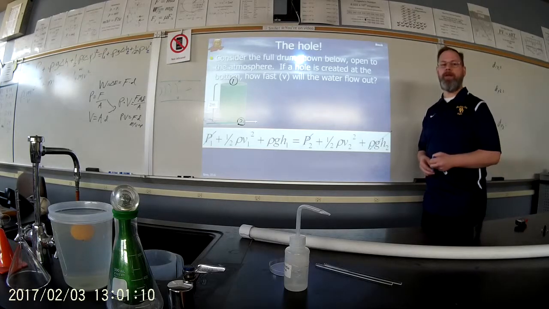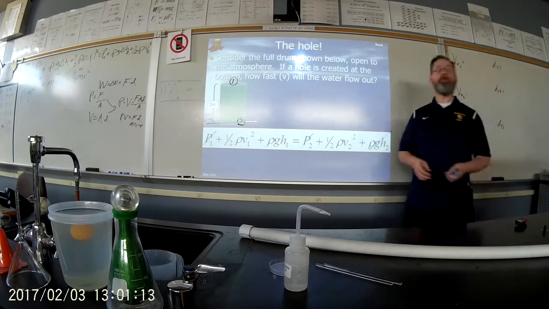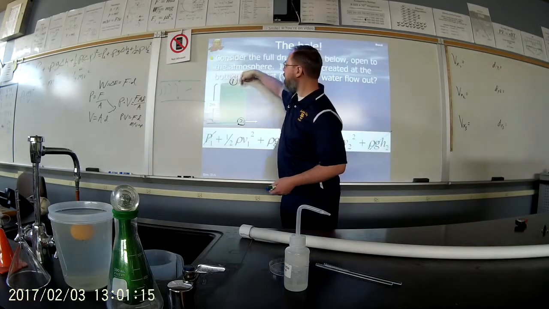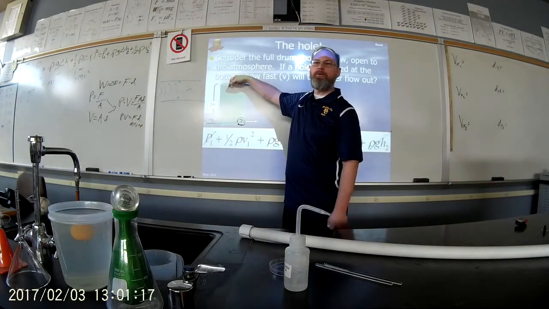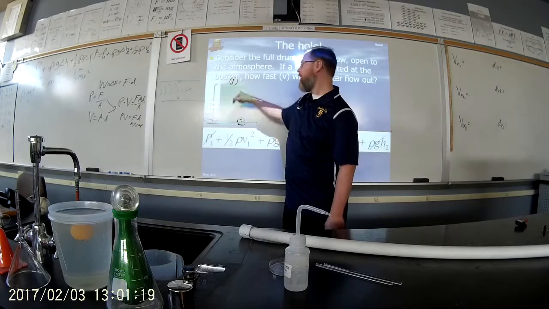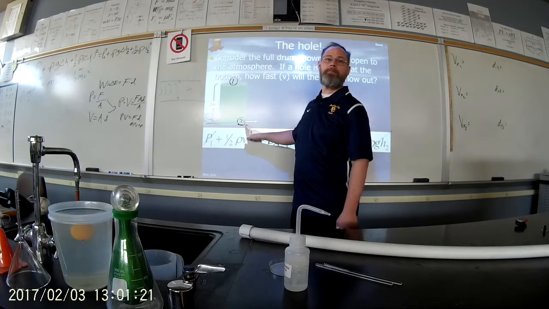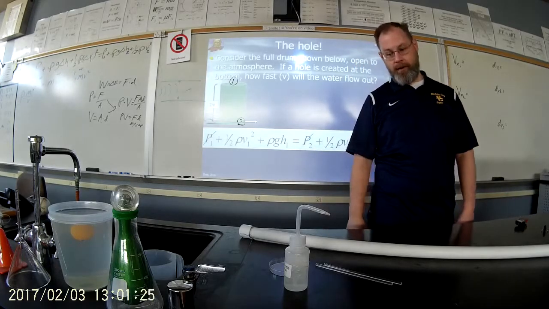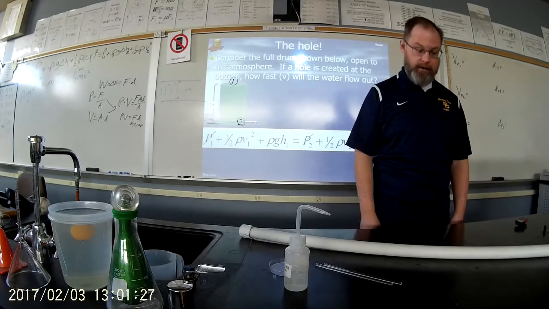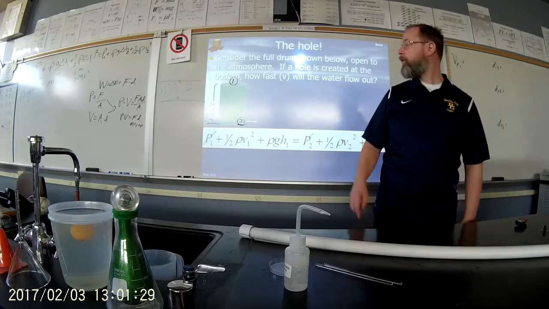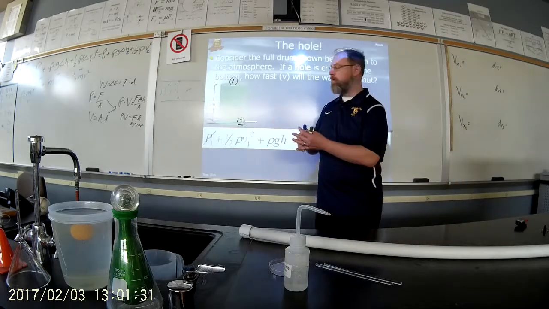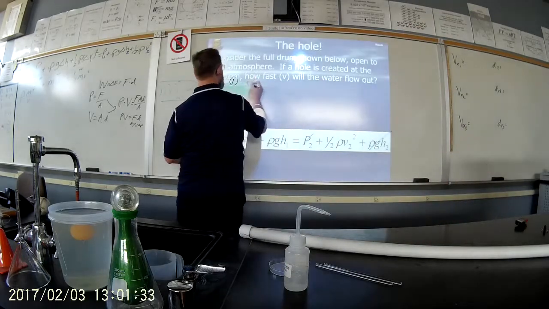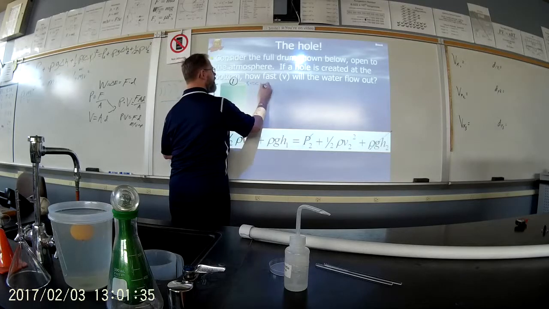Here's the next thing we have to realize. The fluid at the top here is going to move a lot slower than the fluid coming out here. Okay? If you take a big drum and you punch a small hole in it, you can definitely see the water coming out, but you're going to wait a long time for that thing to empty. So the velocity here, V1, is much, much smaller than V2.